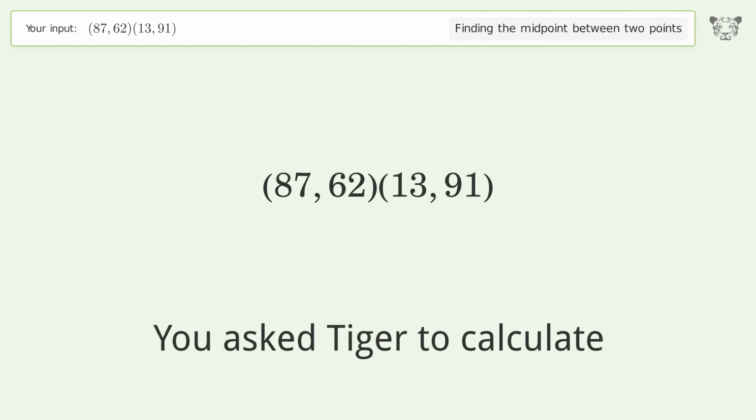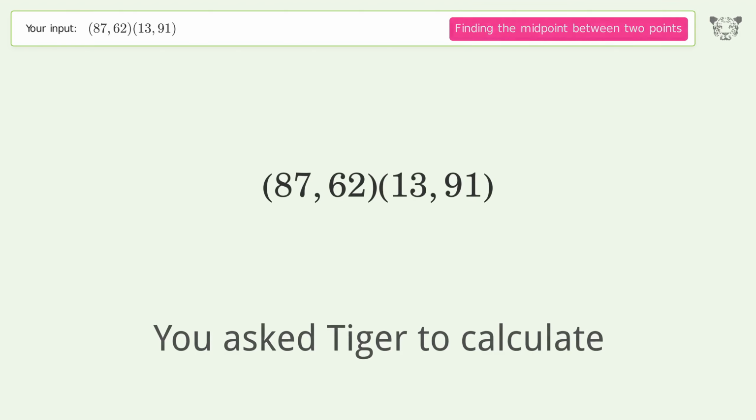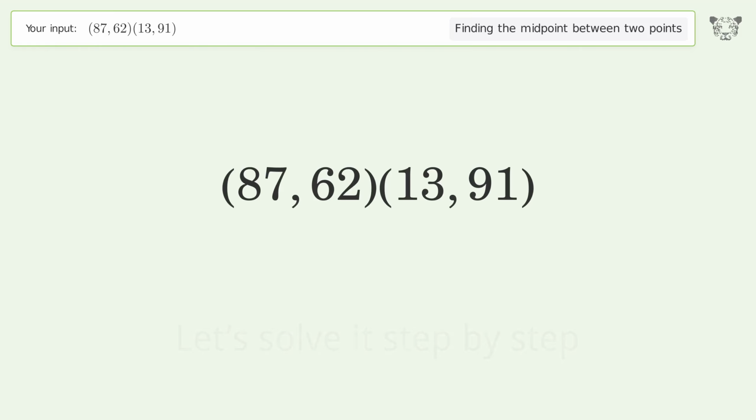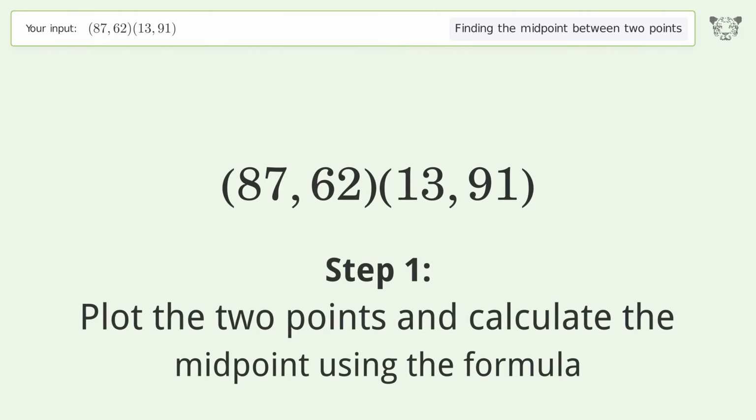You ask Tiger to calculate. This deals with finding the midpoint between 2 points. The midpoint between the 2 points is 50, 76.5. Let's solve it step by step. Plot the 2 points and calculate the midpoint using the formula.